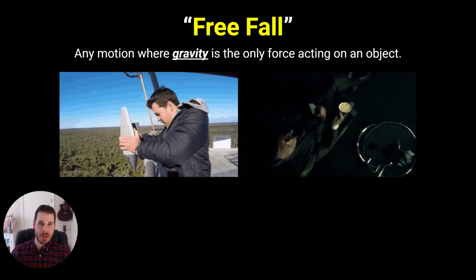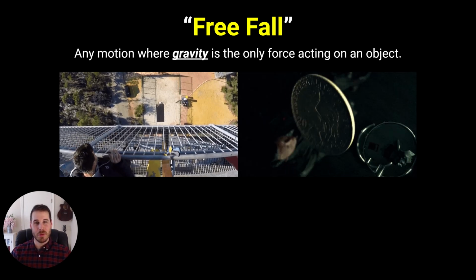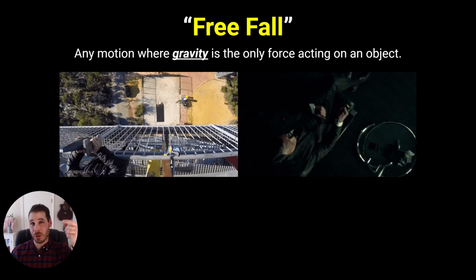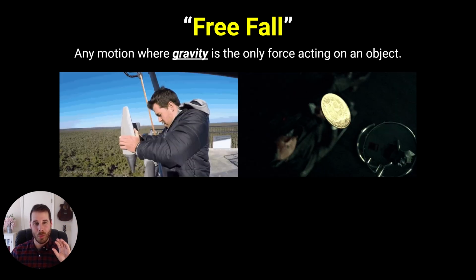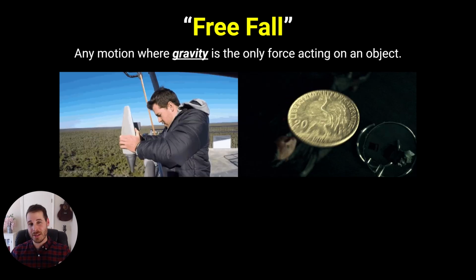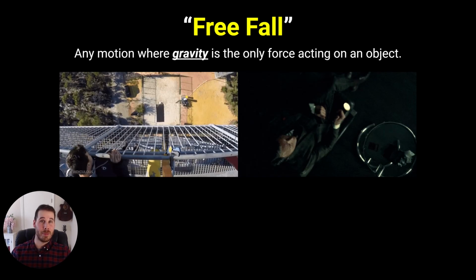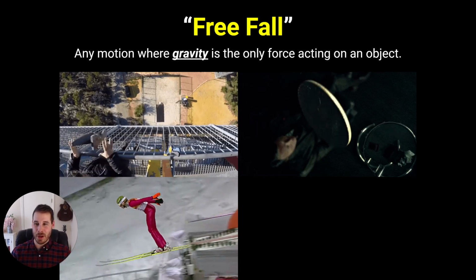Here's another example. This is a clip from a TV show where someone is flipping a coin. That coin moves up and then slows down due to gravity's pull and eventually comes back down. And as long as we only look at the coin when it's in the air, we could say that the coin is in free fall. But again, if he's touching the coin, then it's not in free fall, because then the hand would also be affecting the coin.